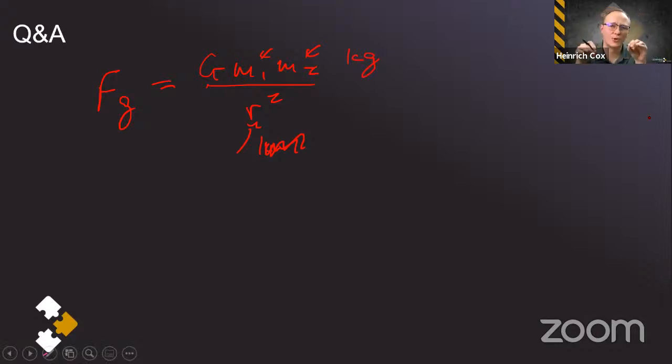Now, a super important thing to know about Newton's universal law of gravitation is that it's only attraction, right? So there are no repulsive forces of gravity. Gravitation is always an attractive force.